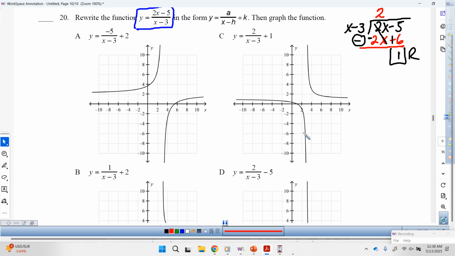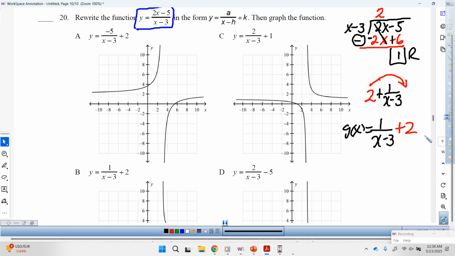So what is the answer? The answer is 2 plus remainder of 1 over x minus 3. However, what do we do with that 2, everyone? We send it to the back. So we end up with 1 over x minus 3 plus 2. And we always set that equal to g of x.